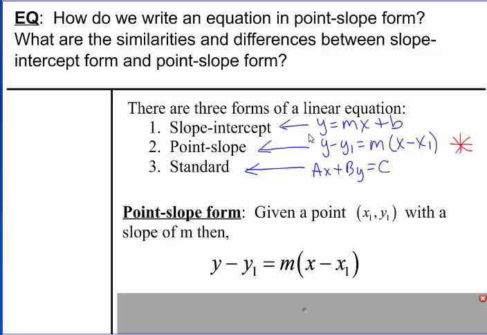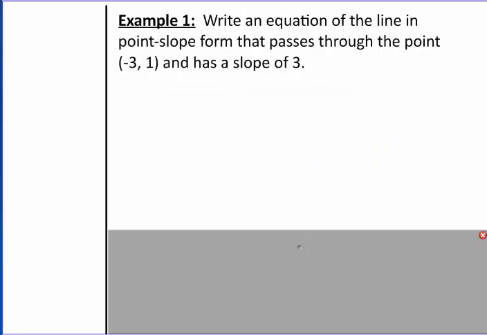Next we'll look at an example of how we use that equation. Our first example: write an equation of the line in point-slope form that passes through the point (-3, 1) and has a slope of 3. So the negative 3 we're going to label as our x1. The 1 we're going to label as our y1. That's our point. And then our slope is our 3. That's our m.